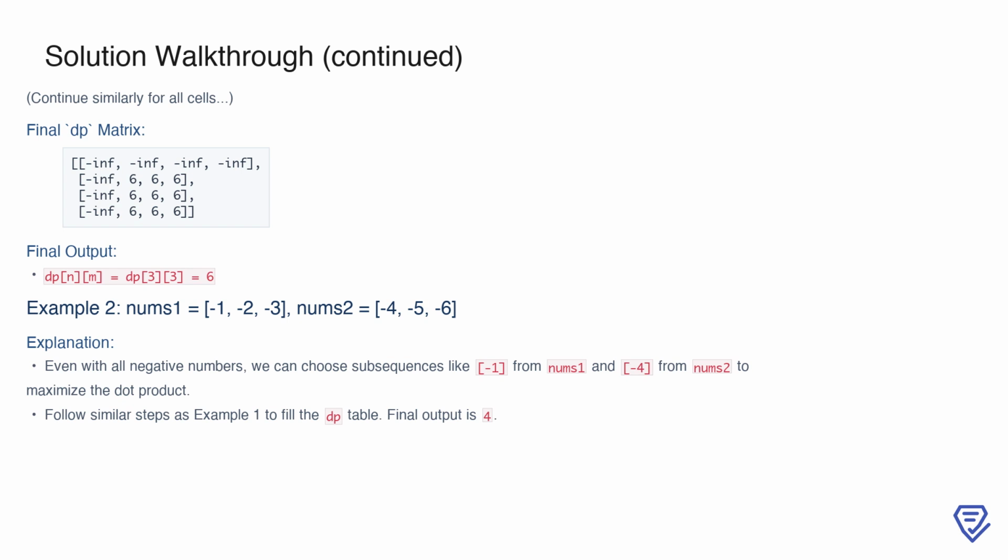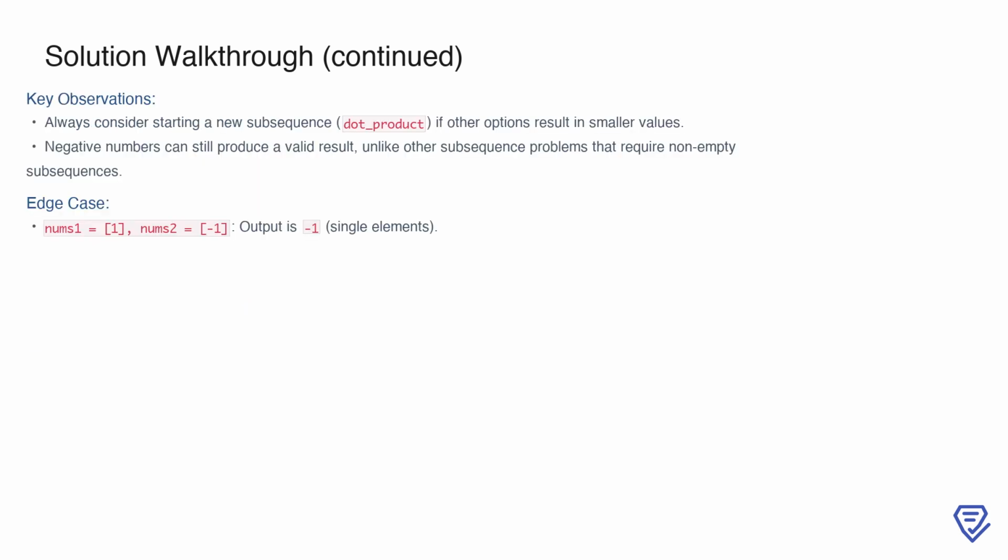another example. Consider nums1 equals [-1, -2, -3], and nums2 equals [-4, -5, -6]. Even with all negative numbers, the method still works. We can choose subsequences like -1 from nums1 and -4 from nums2, which gives a dot product of 4. By following the same dynamic programming approach and carefully updating the DP table, we find the maximum dot product for this case is 4. From these examples, we can make some key observations.